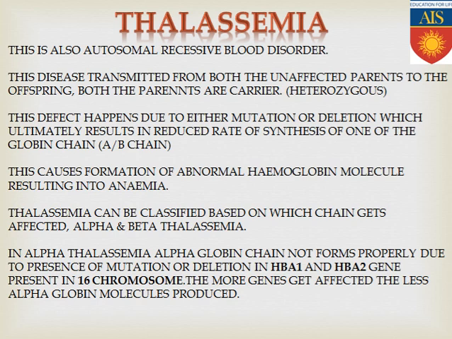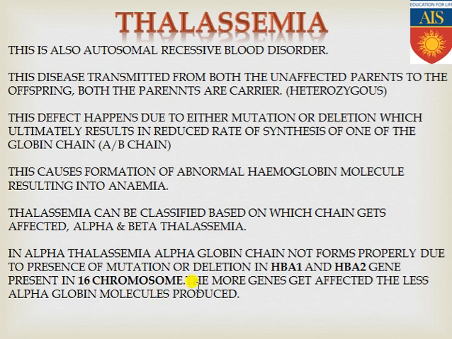Thalassemia can be classified based on which chain gets affected, alpha and beta thalassemia. So obviously thalassemia can be of two types, alpha and beta thalassemia, based on which chain is mutated. In alpha thalassemia, as I have already told you, the alpha globin chain is not formed properly due to the presence of mutation or deletion in the HBA1 and HBA2 genes present on the 16th chromosome. So on the 16th chromosome two genes are present, HBA1 and HBA2. Due to mutation or deletion in those genes, the alpha polypeptide chain is not produced properly and the individual suffers from alpha thalassemia.